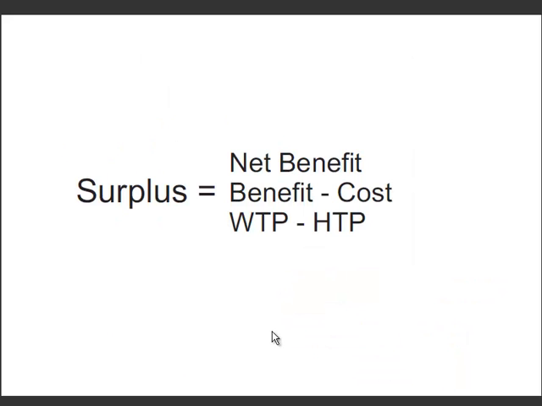Now we're going to move to the third piece of the puzzle, and that is surplus or net benefit. Net benefit because it's benefit minus cost, or I like to call it willingness to pay minus have to pay. Surplus is what we're looking for as economists, as economic agents. We want to obtain surplus. We want to get the gravy out of the economy.